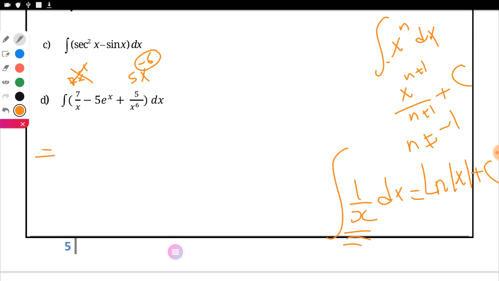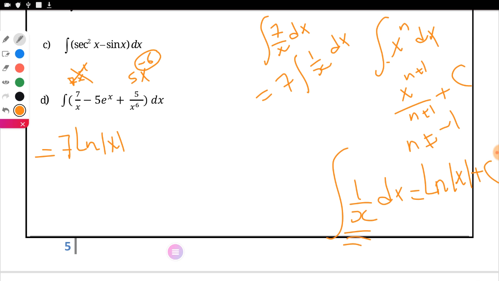Here, for the first one, the number 7, ln absolute x. Look here, if we have the integration of 7 over x dx, this can be written in this form. That's right, 1 over x dx. If you multiply here, it will be 7 over x. Take 7 as a common factor. Here we have 1 over x. Okay? Minus, what is the integration of the number negative 5? What is the integration of e to the power x? It will be e to the power x according to the rule.